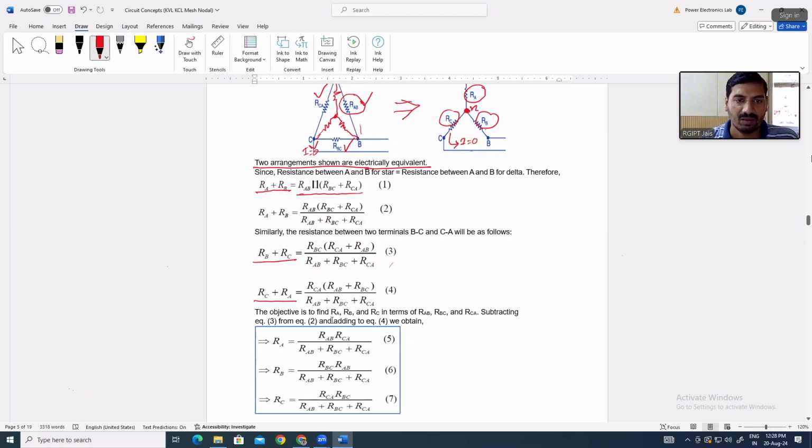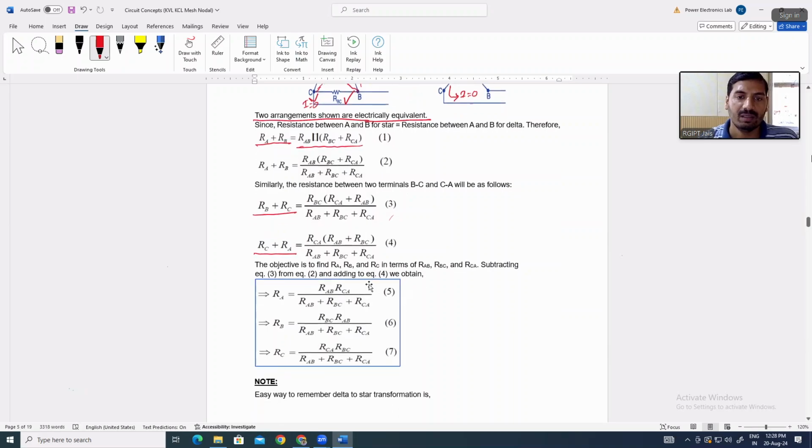तो हमको RA मिल जाएगा. So the objective is to find out the value of RA, RB and RC in terms of RAB, RBC and RCA. So by subtracting equation 3 from equation 2 and adding to equation 4, we can obtain equation number 5. By subtracting equation number 3 from equation number 2, and after that by adding to the equation number 4, we will get the value of RA. RA will be equal to RAB RCA divided by RAB plus RBC plus RCA.